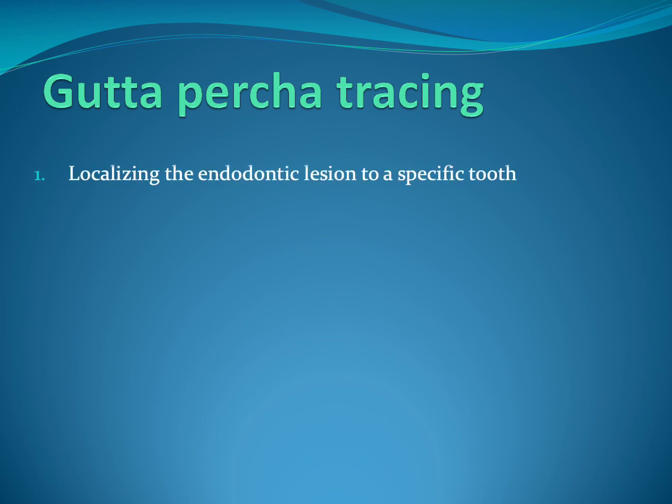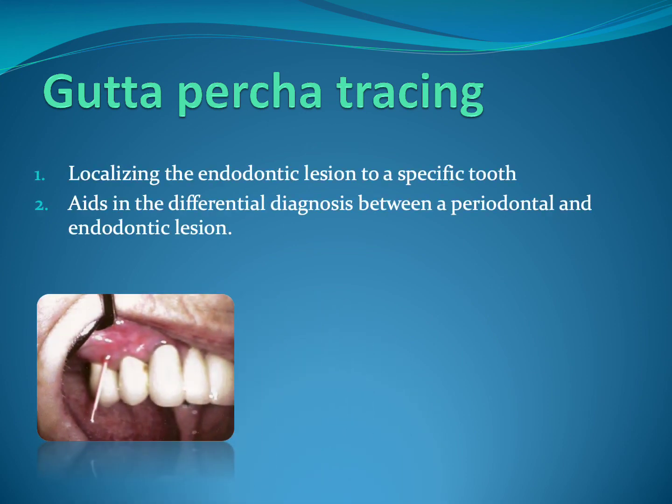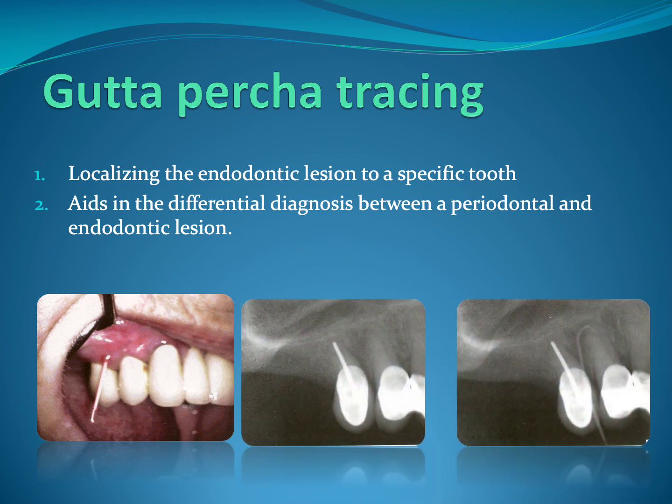So this is also a very good and nice diagnostic aid. Gutta-percha tracing is very important. When we have a swelling between two teeth, like in this picture, and we don't know which tooth is causing the problem, the first premolar or the second premolar, we put the gutta-percha in the fistula, or in the opening, and then take an X-ray, and it will point to the tooth which has the big problem. That is called the gutta-percha tracing technique.